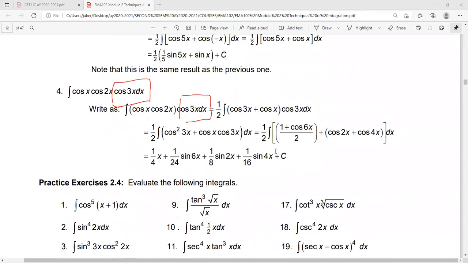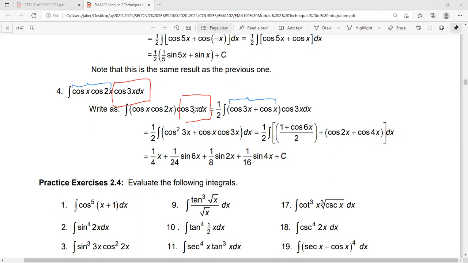You have already the answer: cosine of 3x plus cosine of x. Okay, you have 1/2 integral of cosine 3x plus cosine of x. This one, I will annotate again, in a different color. This one is for this, using the set of identities on top.